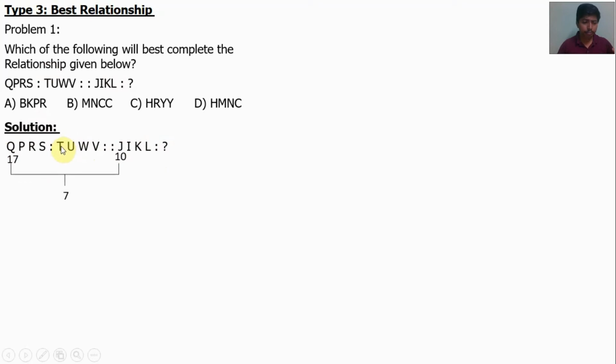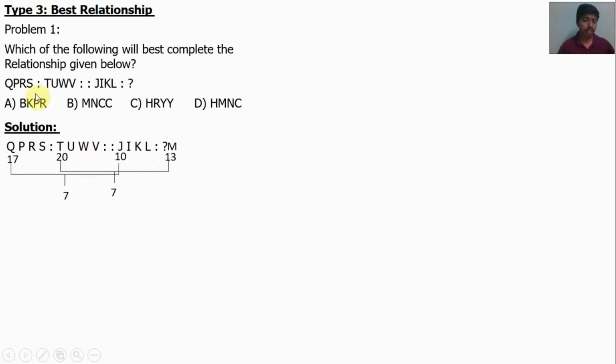Okay. Here T position is 20. The difference should be 7. If it is 13, then only the difference will be 7. Here 13 means M. So the first letter of the missing character is M.